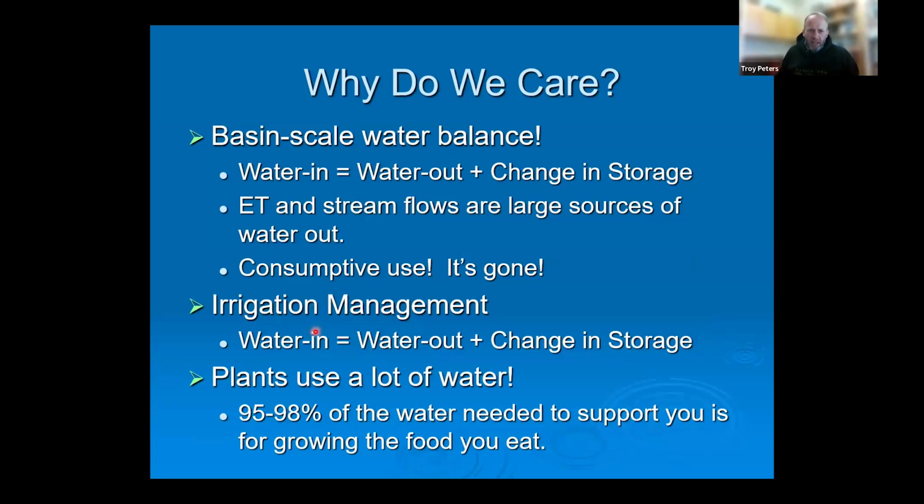And the amount of water that plants use is really large. The consumptive use of water, if we're thinking about only that, it's 95 to 98% of the water that gets consumptively used for us. In other words, consumptive use means it goes into the air, to grow the food that we eat. So it's large.